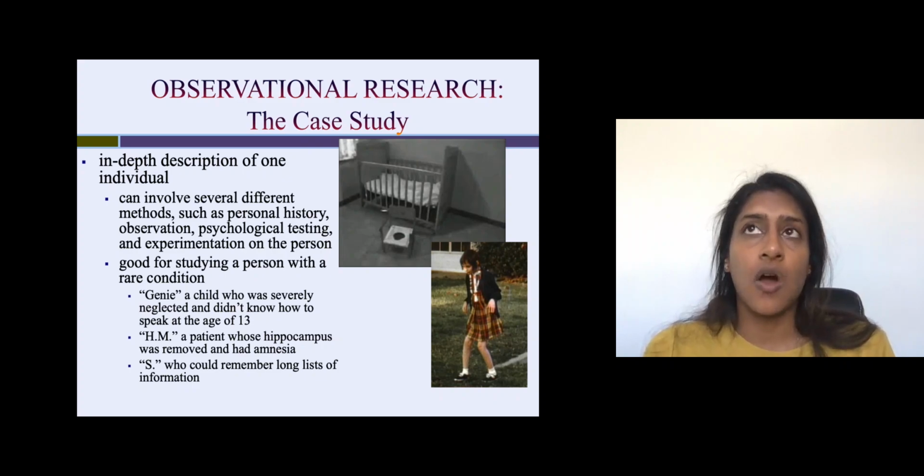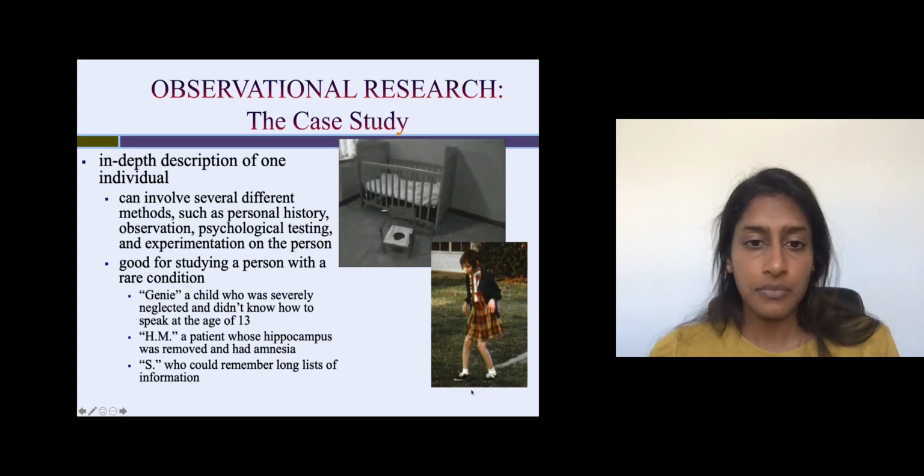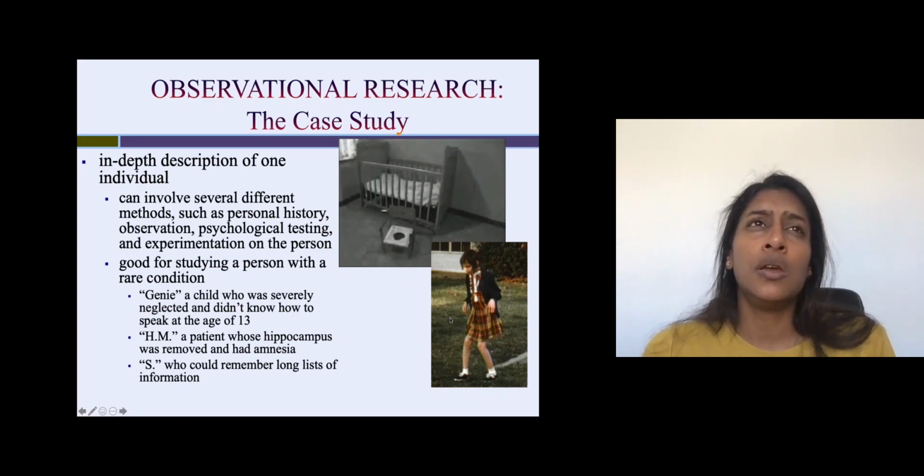Case studies are going to be research that is conducted on one, maybe two individuals. It's very, very in-depth. It is really great when you've got a person with a really rare condition. So this young woman right here is named Jeannie. Jeannie was severely abused as a child. When authorities found her, she was actually tied to this potty chair.